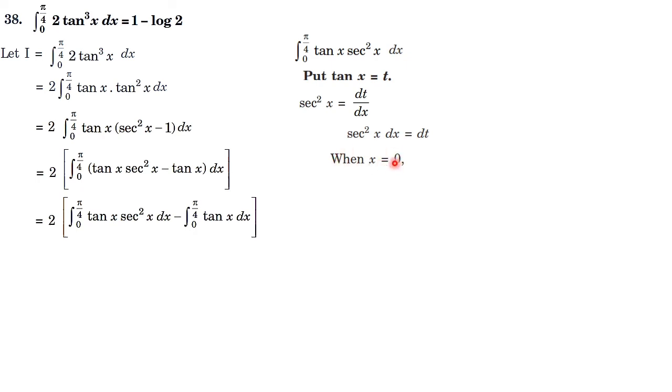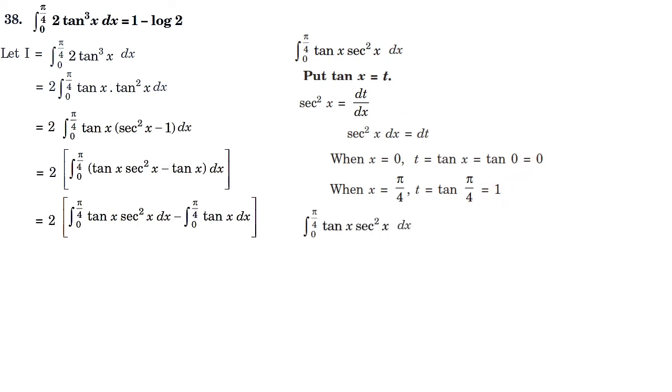Then when we substitute it back, we need to change the limits also. When x is equal to 0, the lower limit, t is equal to tan 0. Tan 0 is 0. Then when x is equal to the upper limit pi by 4, t is equal to tan pi by 4. Tan pi by 4 is 1. So the limits changed as 0 to 1.